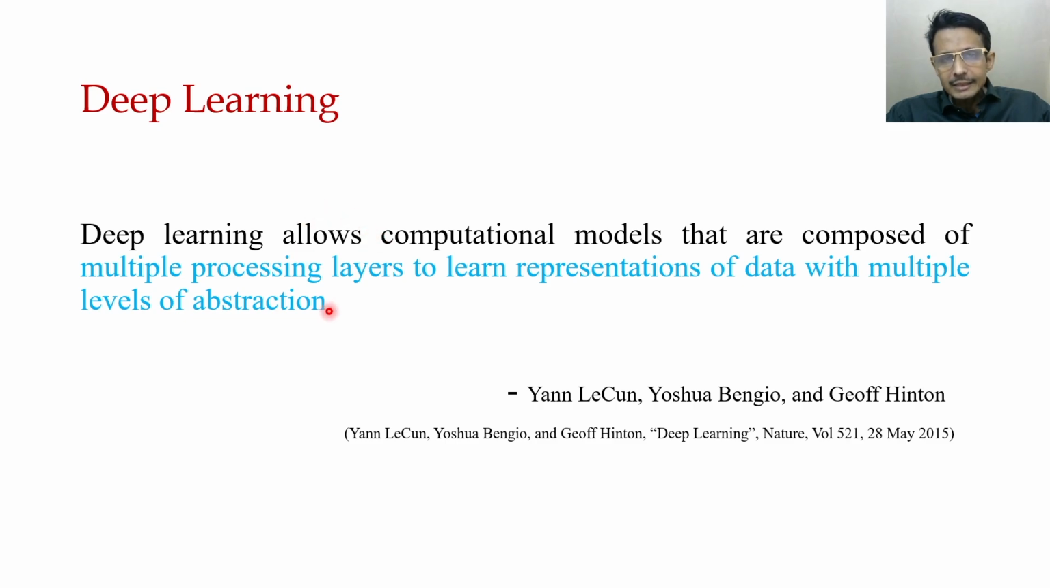Now, what it is saying is that deep learning is basically a computational model. At the very beginning stage, we can say it's a neural net. And why is it called deep? It is a neural net with multiple hidden layers between the input and output layer. So what they say is that these models are composed of multiple processing layers. These processing layers are basically hidden layers. And what are these hidden layers doing? They learn representations of data with multiple levels of abstraction.